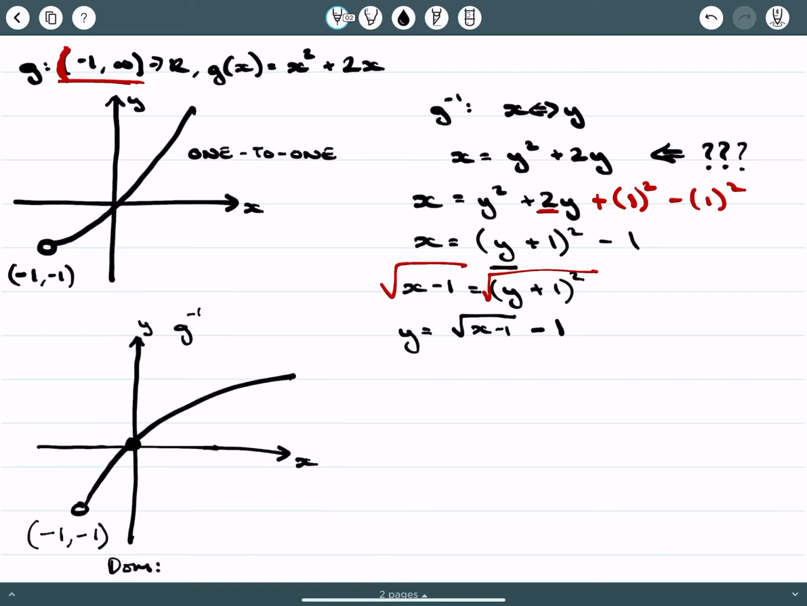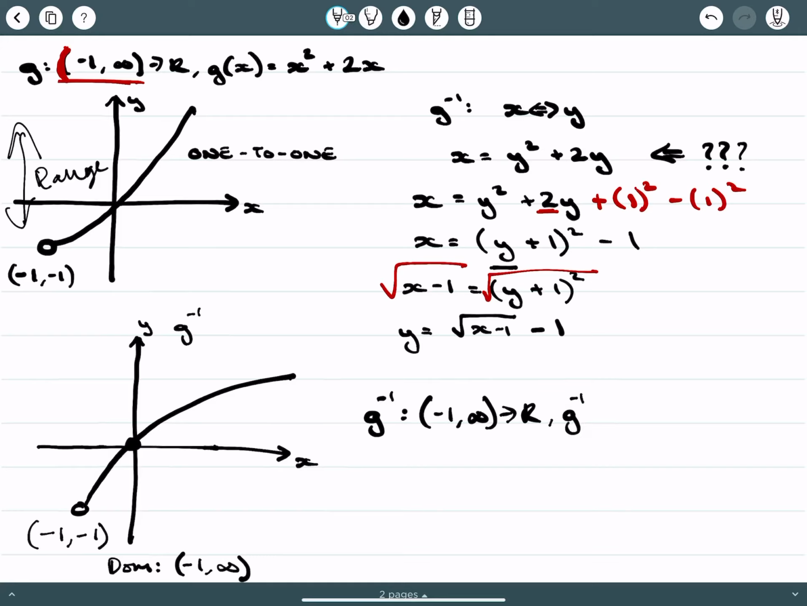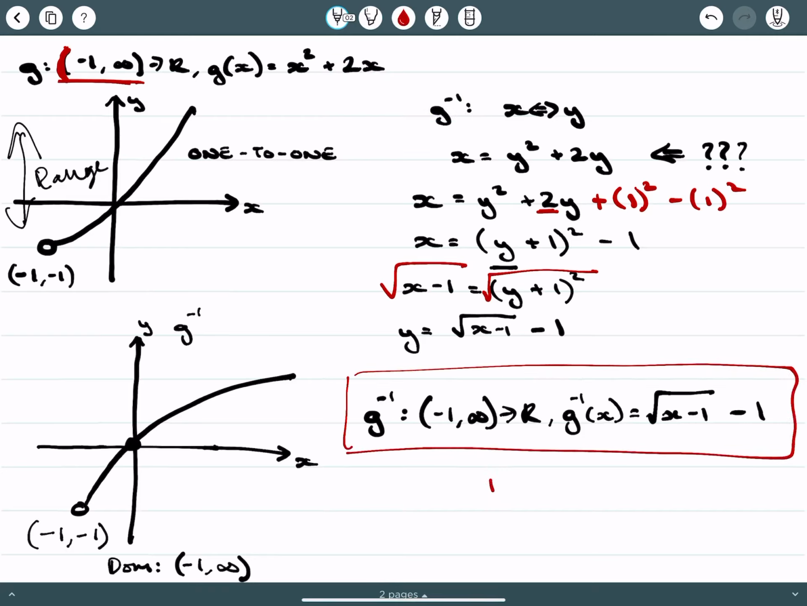Our domain here is written as -1 to infinity. Now that's different, and that's based on the range of the original function. So when we come to write g inverse, we would write it with the domain -1 to infinity, all real numbers in between, and we would say g⁻¹(x) = √(x + 1) - 1. And this is correct.